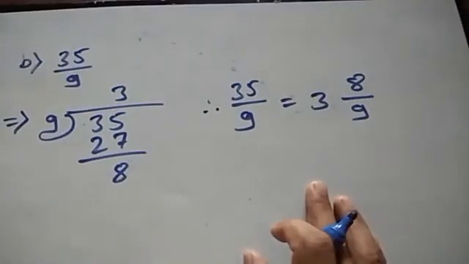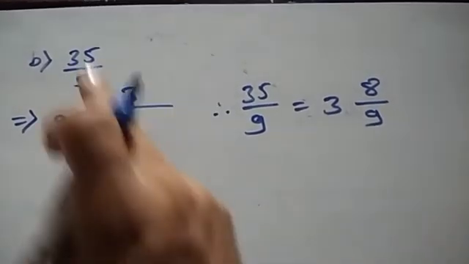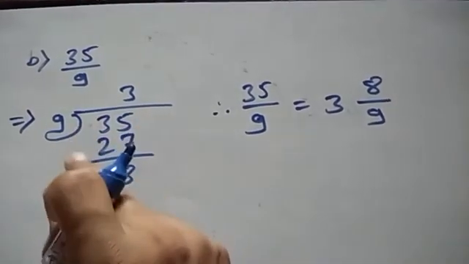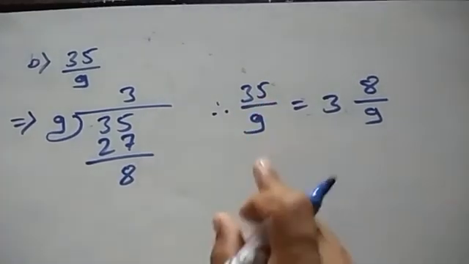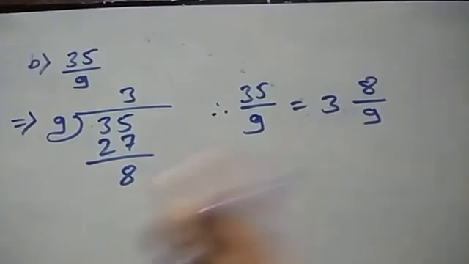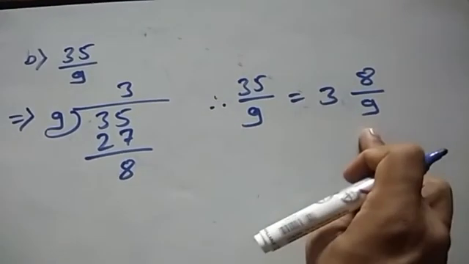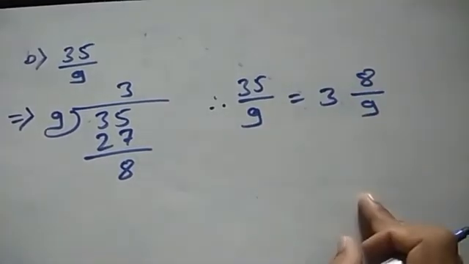Students, see here one more example, 35 upon 9. So 35 divided by 9, 9 3s are 27, 35 minus 27 is 8. Now therefore 35 upon 9 is equal to 3 as the quotient, and 8 as the remainder and the denominator as it is. Therefore 35 upon 9 can be written as 3 and 8 upon 9 as a mixed fraction.